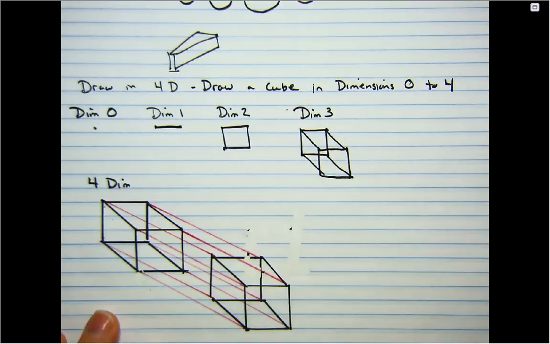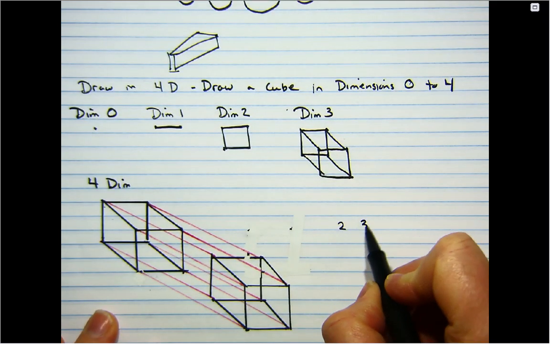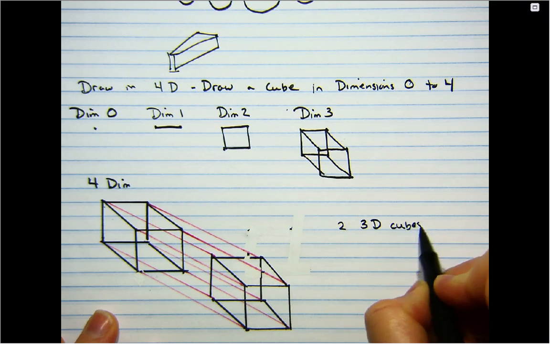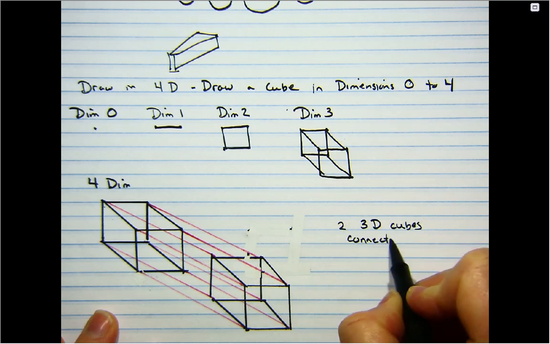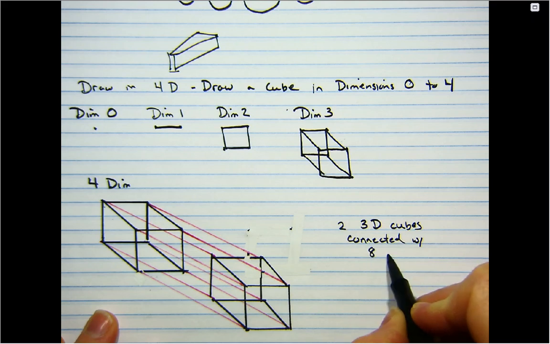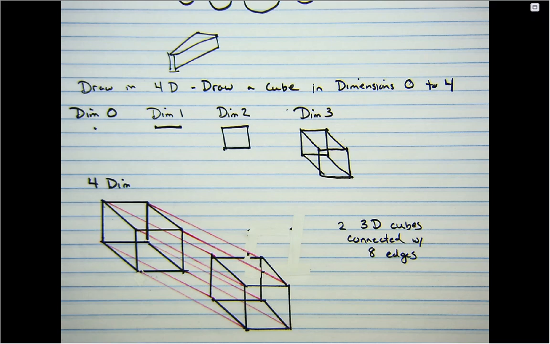You can just write down there's 2 3D cubes connected with 8 edges. So you connect corresponding vertices to each other, and then I can see that even if one of your red lines lies right on top of another red line because of the way you oriented them, you are knowing that there's 8 there. So the idea behind the 4D cube is that we're dragging in a 4th perpendicular direction.